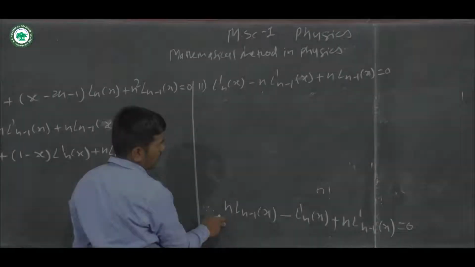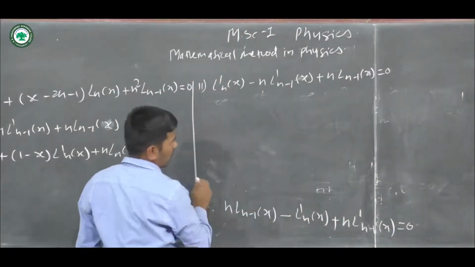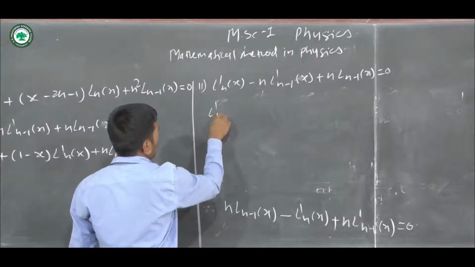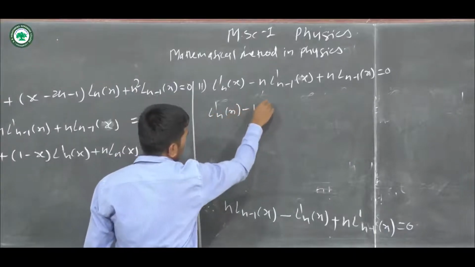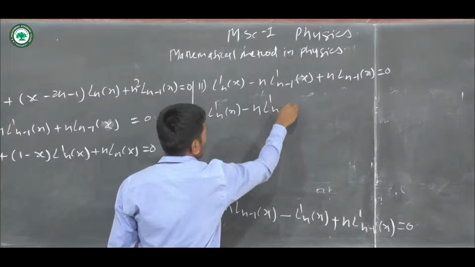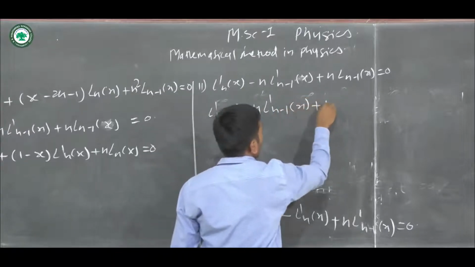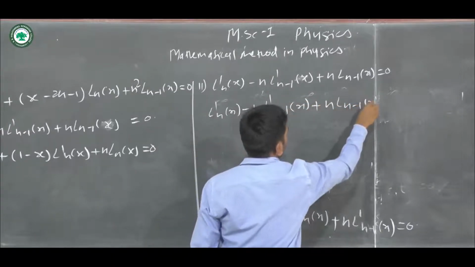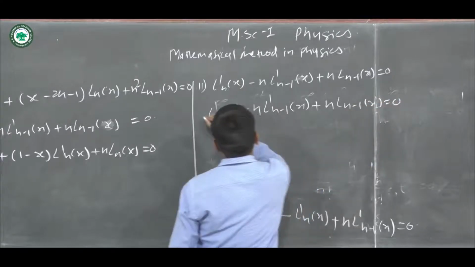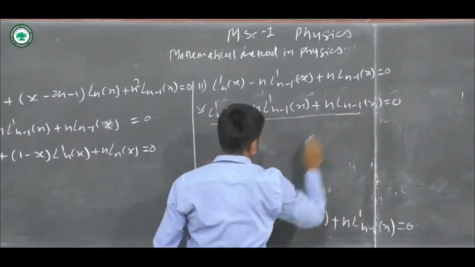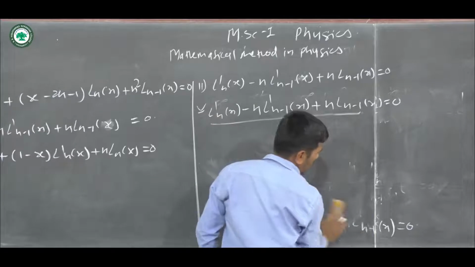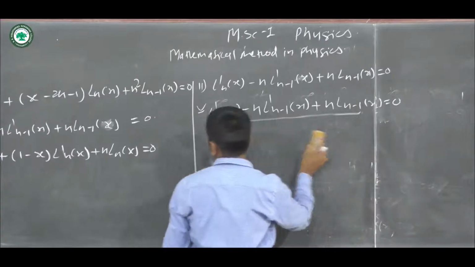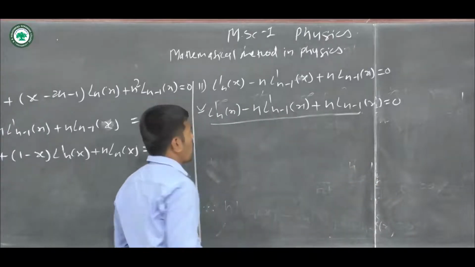Okay, so if I rearrange this, it is x L_n'(x) minus L_n'(x) into... minus n L_{n-1}'(x) plus n L_{n-1}(x) is equal to 0. Okay, so this is the second recursion relation of this Lagrange differential equation.